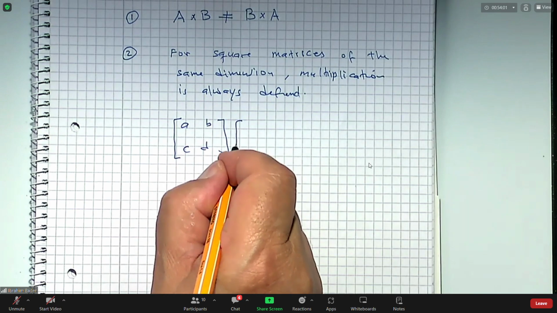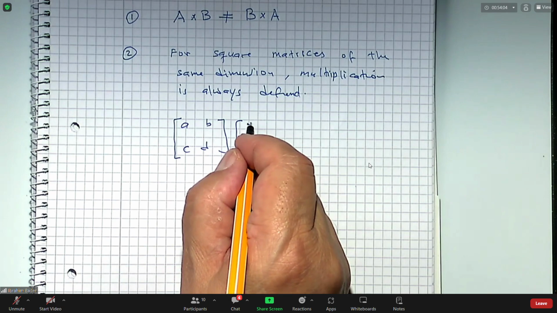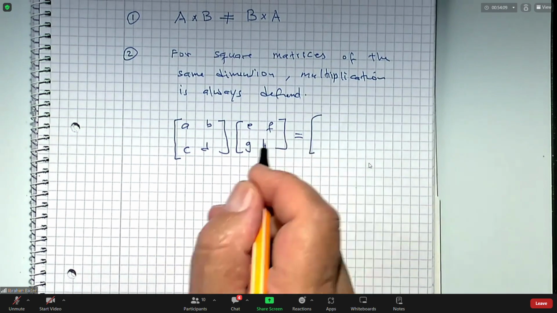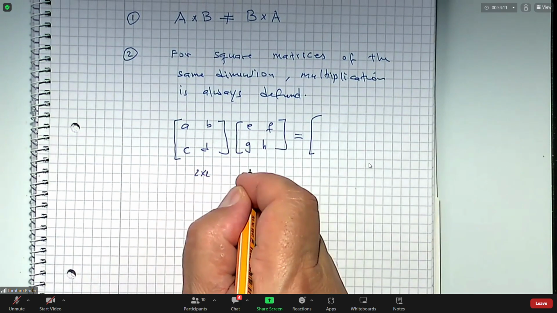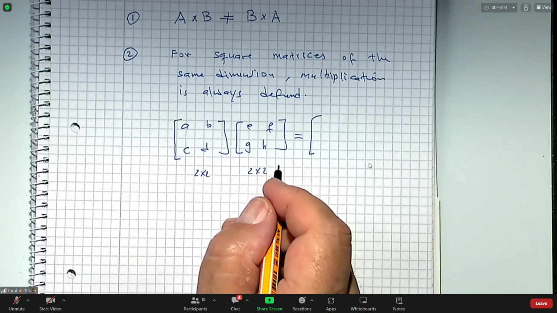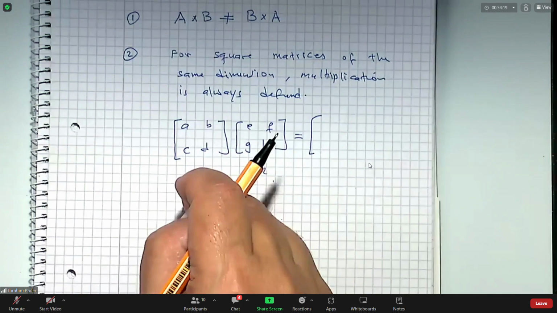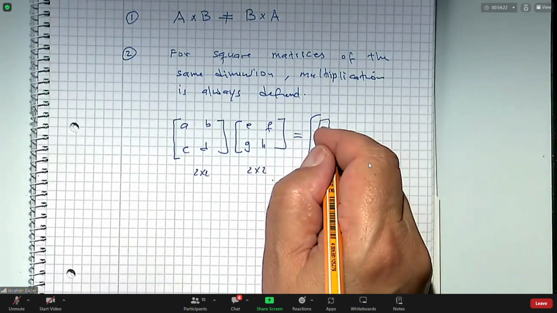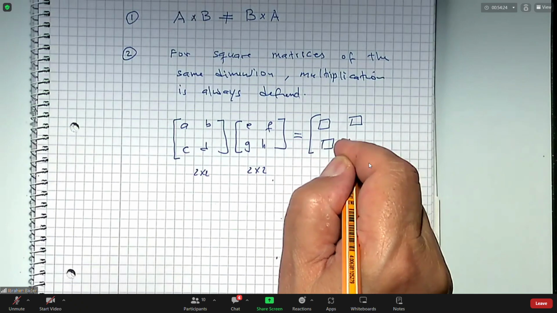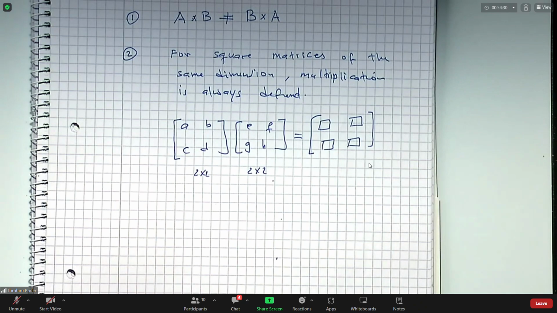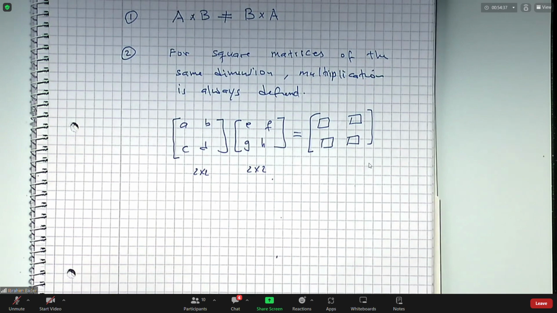Okay, so here for instance, if you have a 2 by 2 matrix, A, B, C, D, and you multiply it with another 2 by 2, E, F, G, H, then the product is defined, and the result here is going to be a 2 by 2 matrix. You got it? So multiplication of square matrices of the same dimension is always defined.